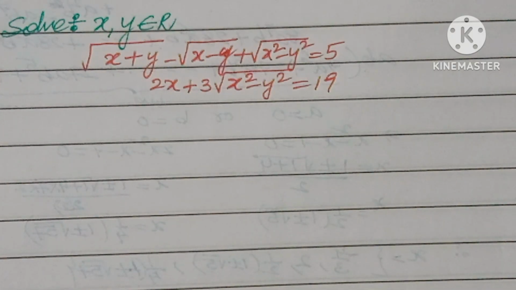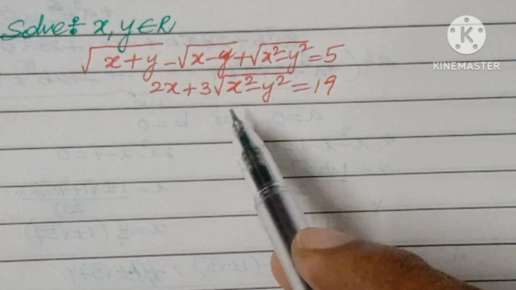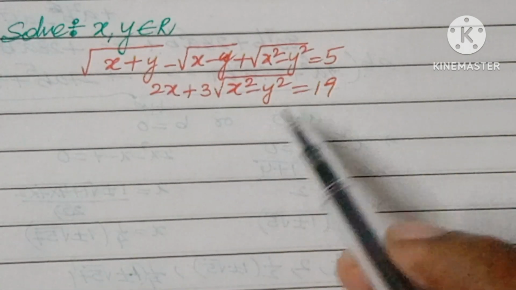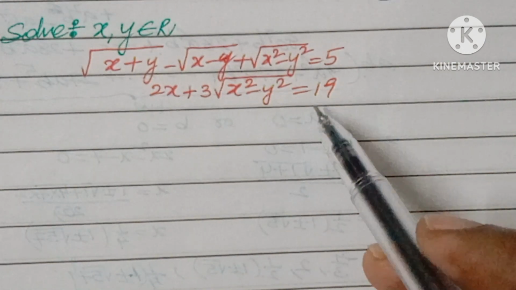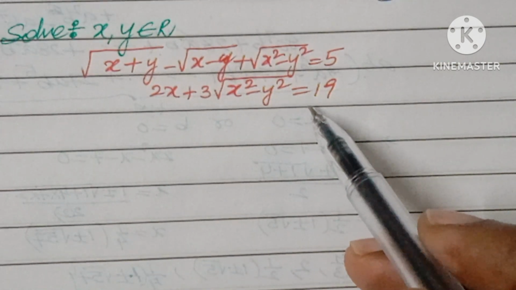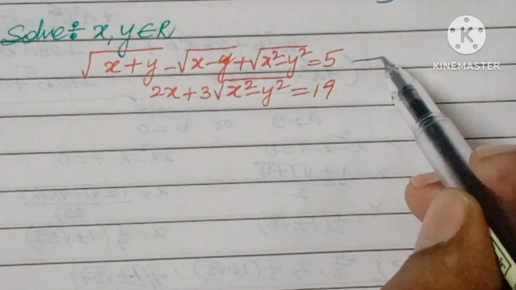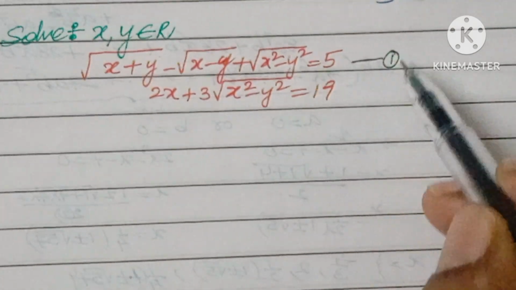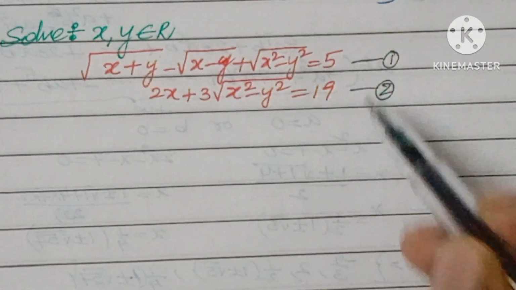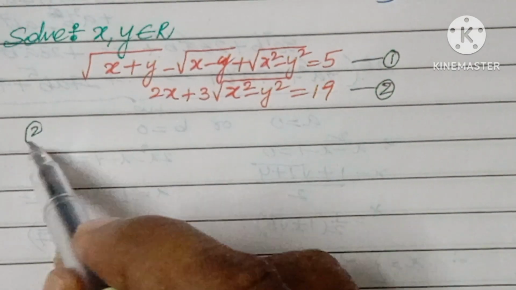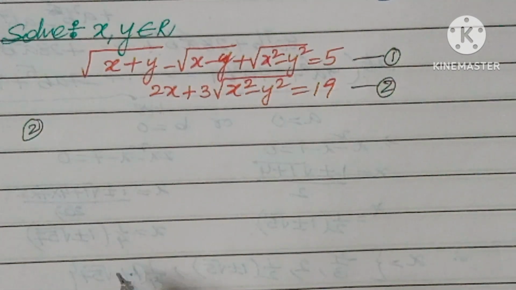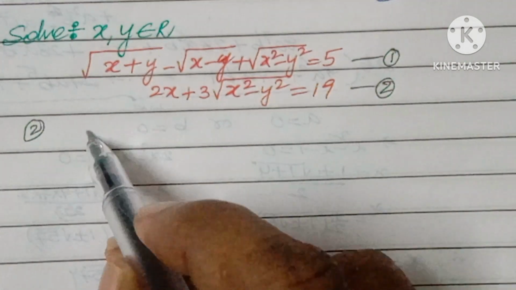Thank you. So how to solve this problem? Here you can do it by squaring on both sides, but it will be somewhat difficult. So let us take the given equations as 1 and 2. Now the second equation, I am doing some adjustment. That is the logic here in this problem.